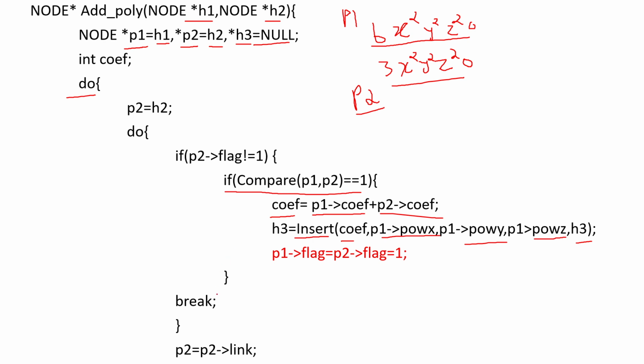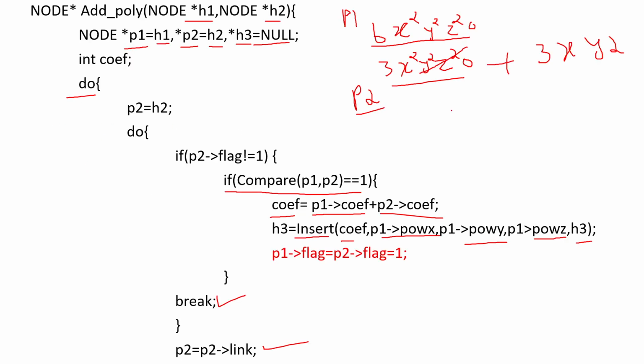Once that is done, just come out because there is no need to consider other terms. You can save a little time. Then after considering, for example, one more term, that is 3x, y and z. Now what to do? Right now we have processed this one. You have to mark these terms as one. Or if not the same, what to do? You have to go to the next. That is why P2 equal to P2 of link.